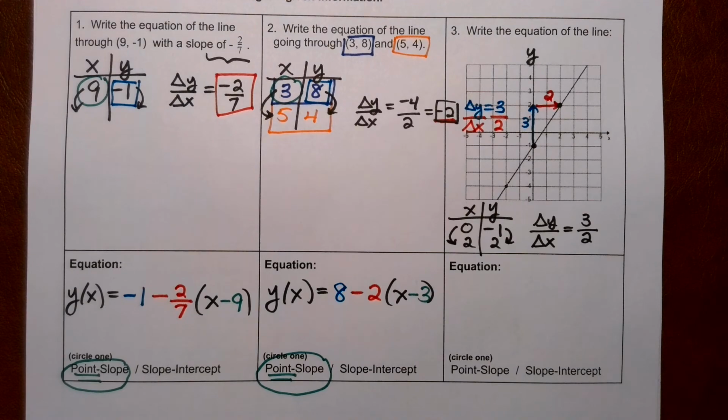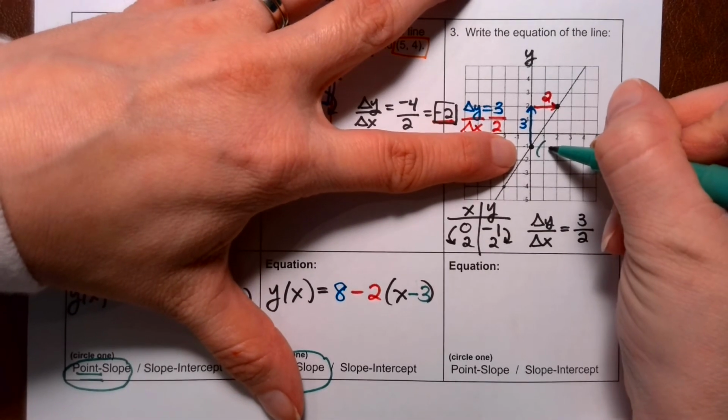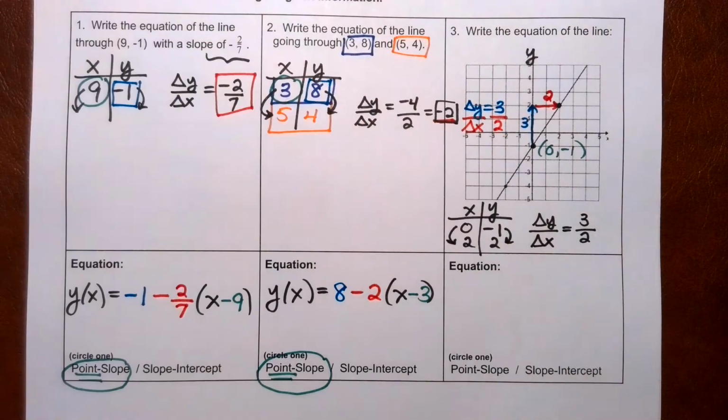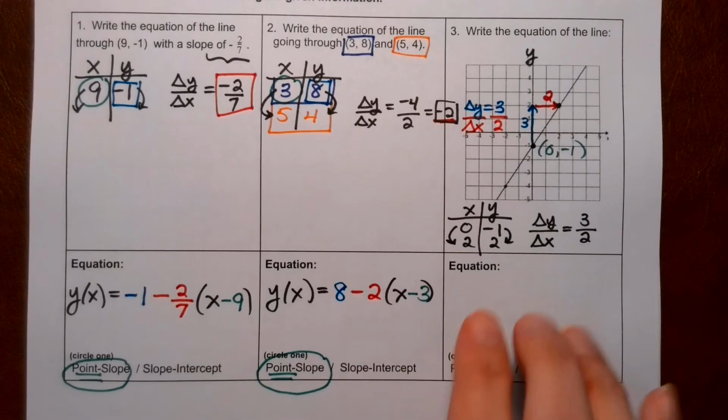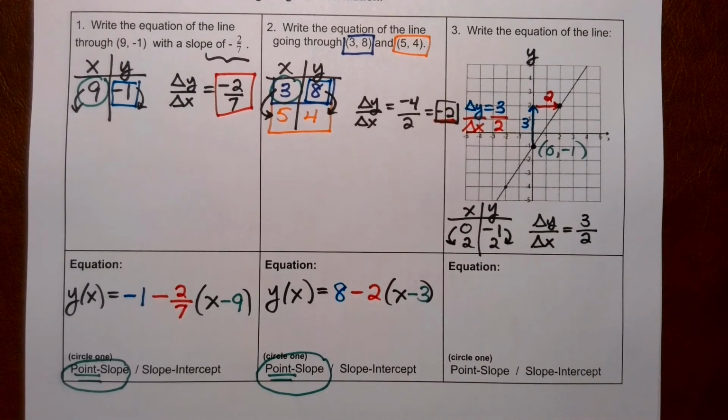Okay, in terms of a starting point, okay, the y-intercept would be a nice one right here. We've got (0, -1). Okay, so either way, information off of a table or a graph, it's the same. It's just a different visual representation.